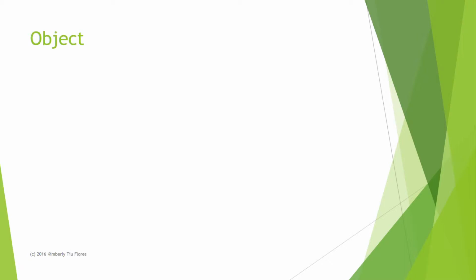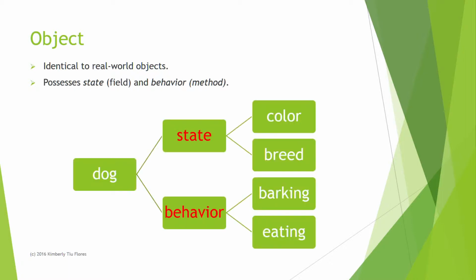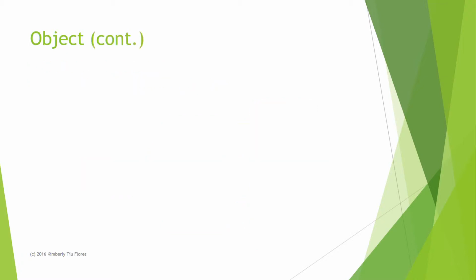What is an object? An object is identical to real-world objects by possessing state and behavior. A state is a field, while a behavior is the method. For example, a dog. The dog's state includes the color and the breed. The dog's behavior includes barking and eating.